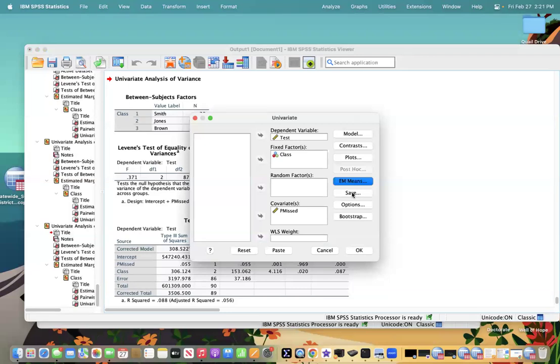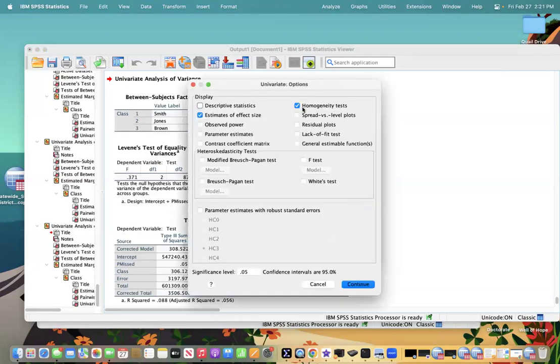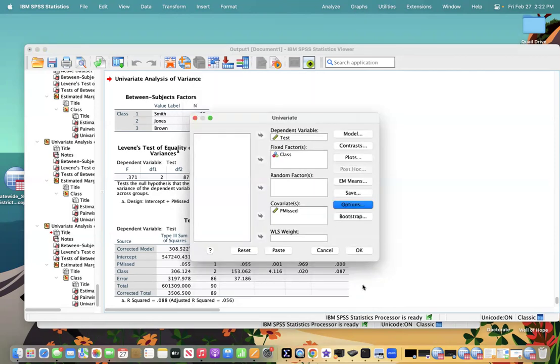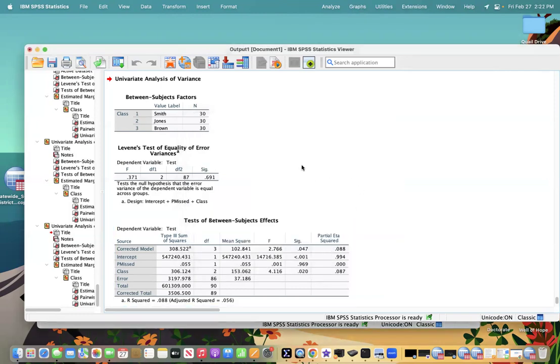We're going to look at options, where both homogeneity tests is checked and estimates of effect size, so we can get a partial eta squared. Now, when we run those tests, we're going to get some data here. And so we see that each class has 30 students in it. We see Levene's test of greater than 0.05 at 6.691, which means we are assuming that there is homogeneity.